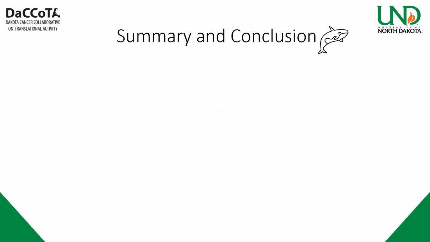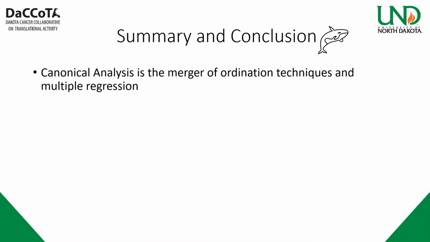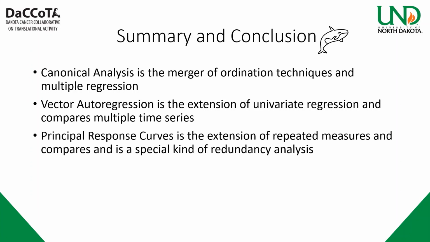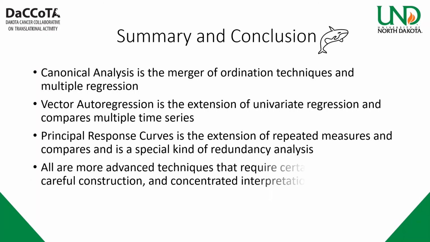So to summarize and conclude, canonical analysis is the merger of ordination techniques and multiple regression. Vector autoregression is an extension of univariate regression to multiple time series, and PRC, principal response curves, is an extension of repeated measures, a special kind of redundancy analysis. These are all pretty advanced techniques that require certain types of data, careful construction, and careful, concentrated nuance in thinking around interpretation. So use these at your own peril, I would say.